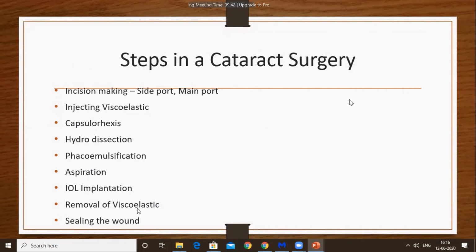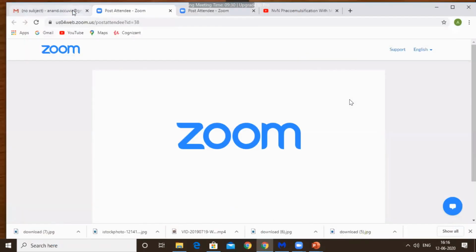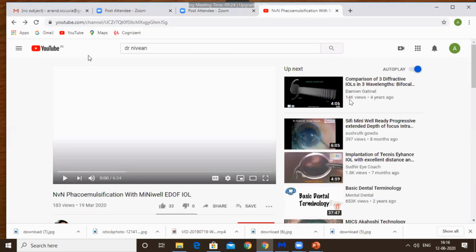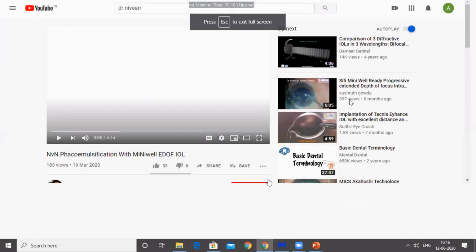And after removal of the viscoelastic, the doctor will seal the wound, which is nothing but the side port and main port, with the help of saline and also with antibiotics. I also wish to show you this video, so that you can have an idea how the phacoemulsification works. This is a surgery by a doctor from MNI Hospital, Chennai.